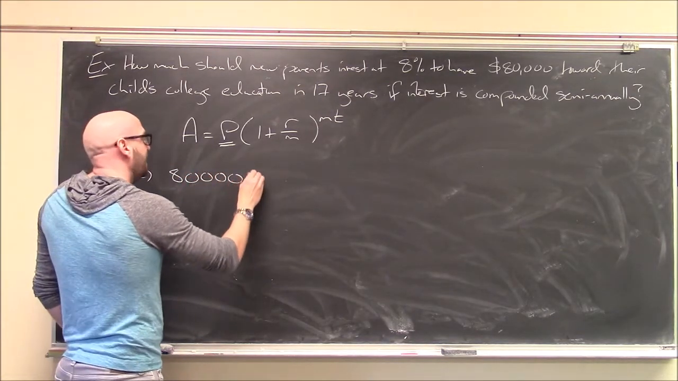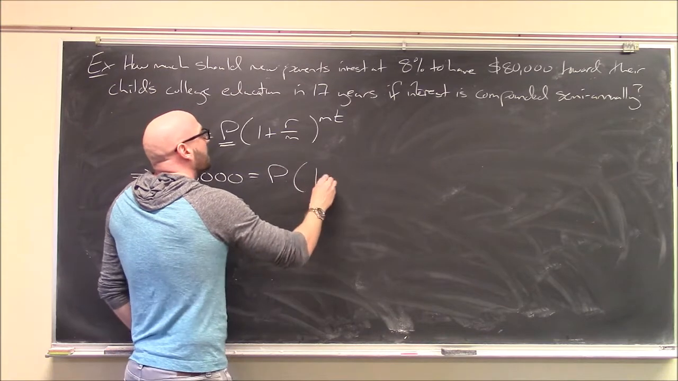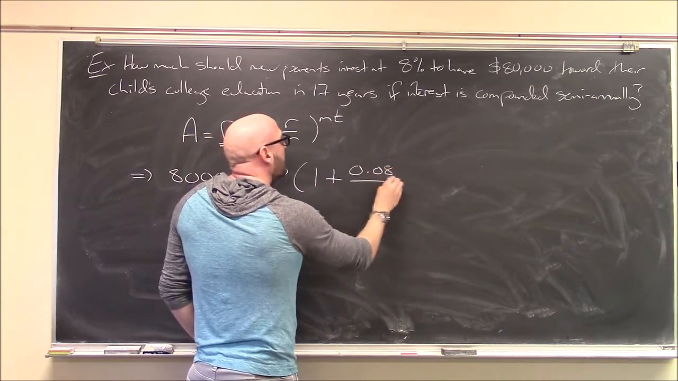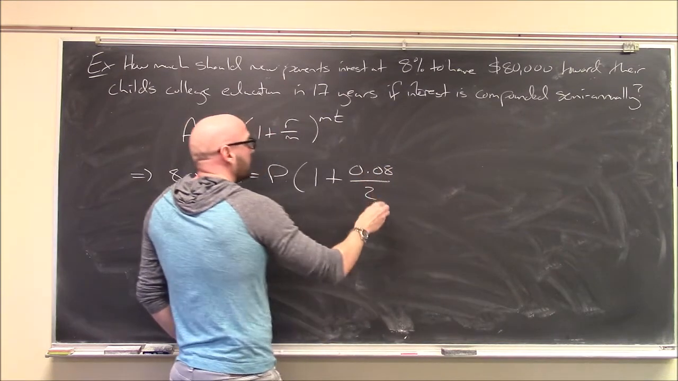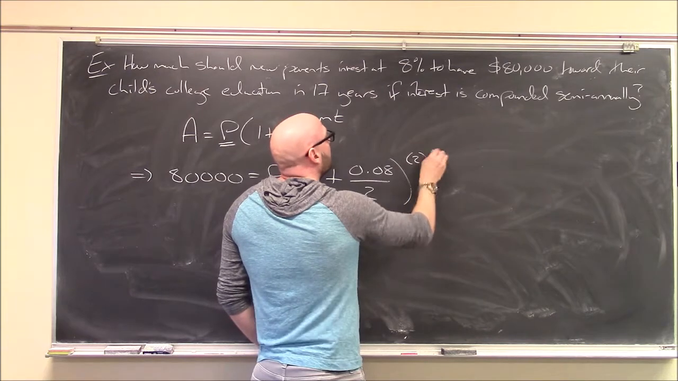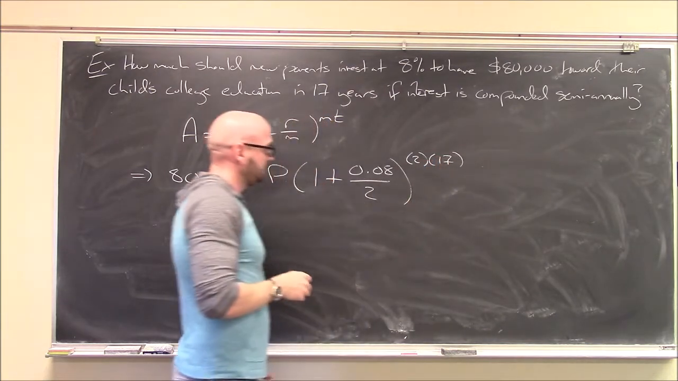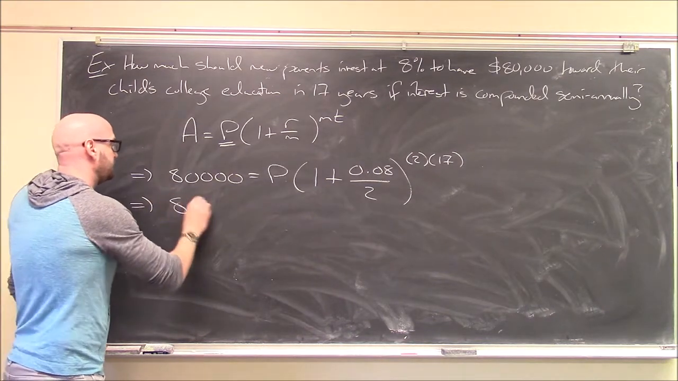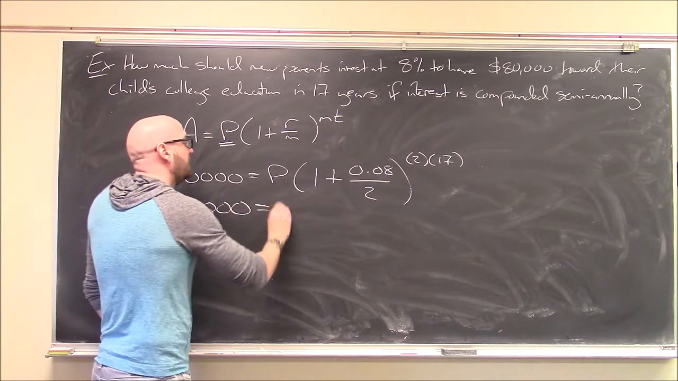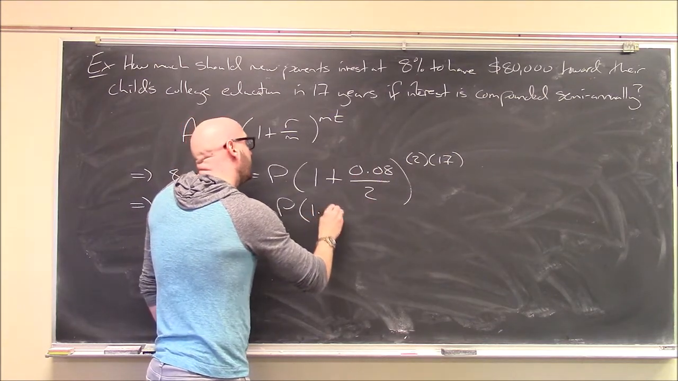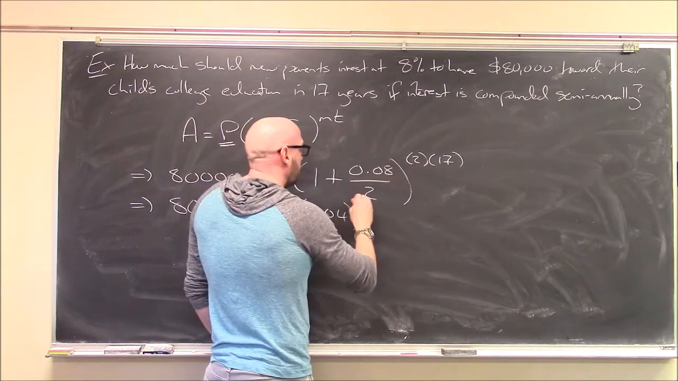80,000 is equal to P times (1 plus R, 8%, 0.08, compounded semi-annually, so M is 2) to the power of 2 times 17. So that's 80,000 is P times (1 plus 0.08 divided by 2, which is 0.04), so 1.04 to the power of 34.